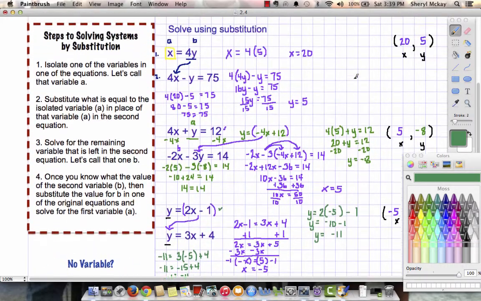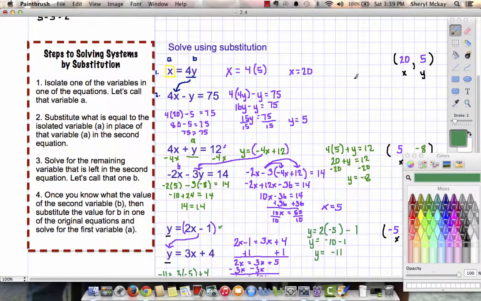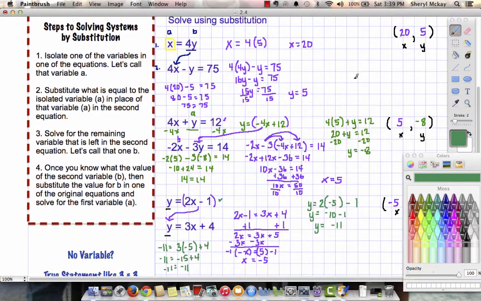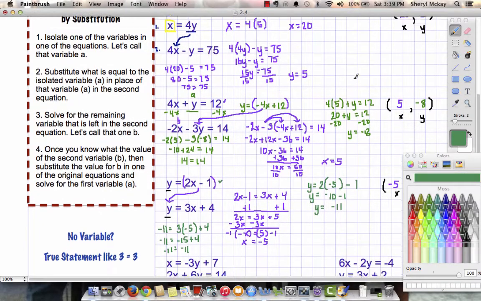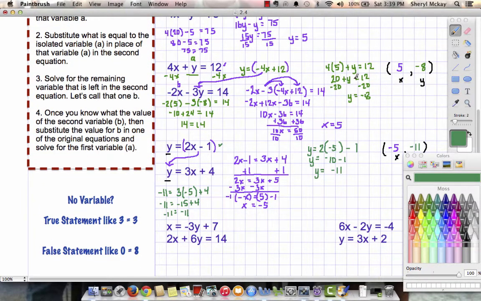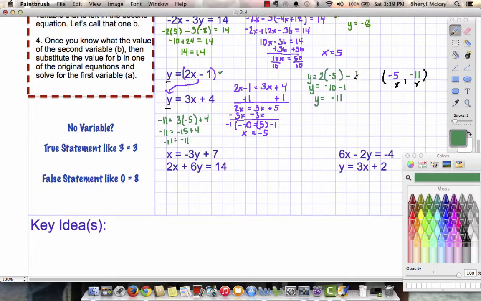All right, so we've just solved 3 different equations using substitution. And notice all we did was we isolated one variable, figured out what it was, stuck it into the other equation, solved for the opposite, that second variable. Once we figured out what the second variable was, we went back to figure out what that first variable was, and then we just checked ourselves.